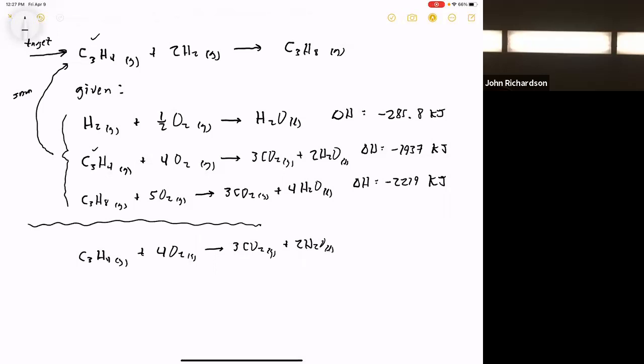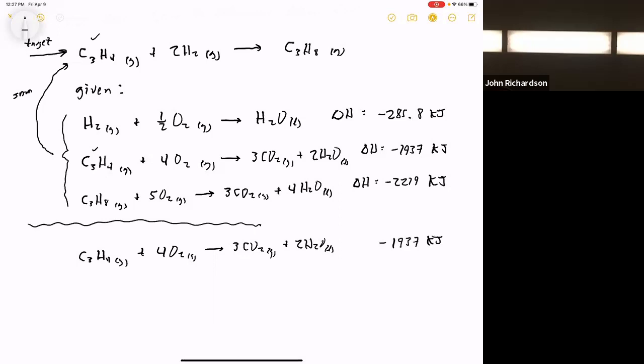Now, since I did not manipulate the reaction equation in any way, what does that suggest about the delta H? Well, it tells me I don't have to do anything to the delta H. So my delta H, I'm just going to leave as minus 1937 kilojoules. Okay, and that's understood to be per mole of reaction.